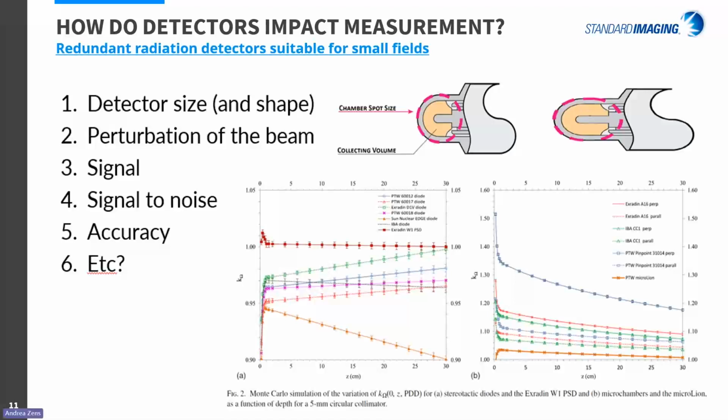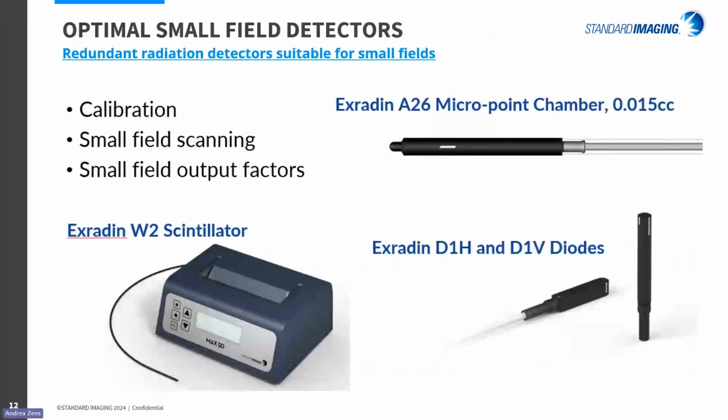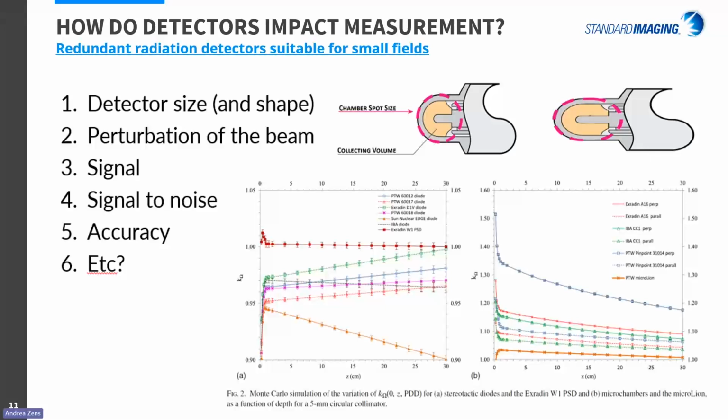So once you have an understanding of small field challenges, the next question is how do detectors impact your measurements? For instance, detector size and shape. Volume averaging effects are of concern. So you need to ask what is the field profile versus the detector spot size. Also, how accurately can you determine beam penumbra? Consistent and accurate position of the detector can impact your measurement.